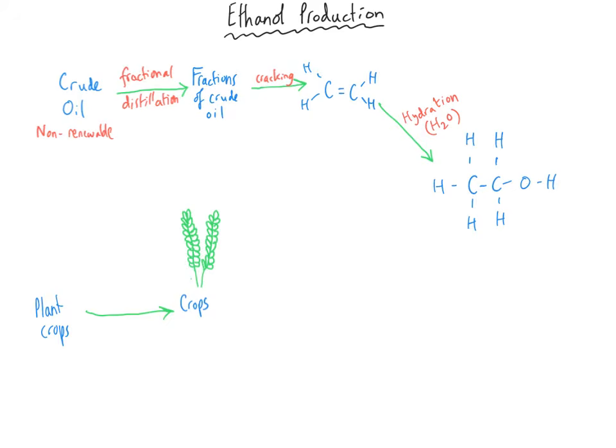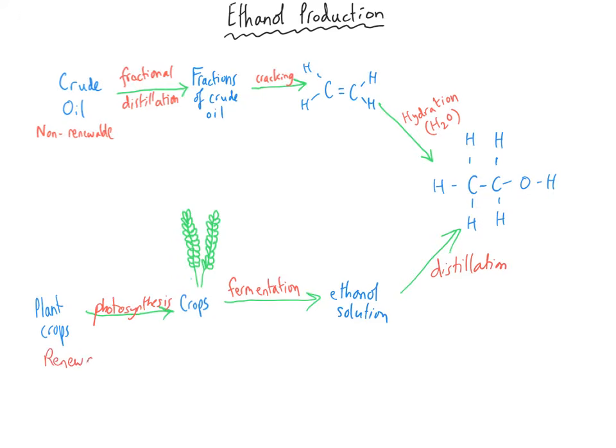By contrast, there is a renewable method which involves the planting of crops. The crops then grow by the process of photosynthesis, and then the carbohydrates in the crops are broken down in the process of fermentation. This gives us an aqueous solution of ethanol, which then is purified further in one last step of distillation. Now, as I say, this is very much a renewable process because the crops grow relatively quickly compared to the formation of crude oil.